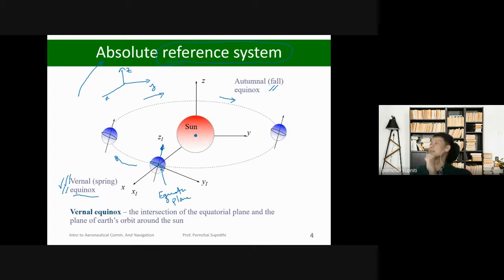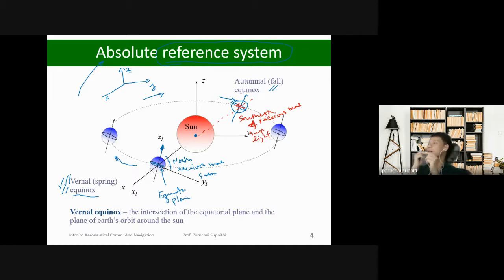So there will be two sides. When it's spring equinox, the northern part of Earth receives more sun than the south. On the other hand, at the autumn equinox, similarly, the planes will be orthogonal to this direction, and the southern part of the Earth will receive more sun than the north. The southern part of Earth receives more sunlight.